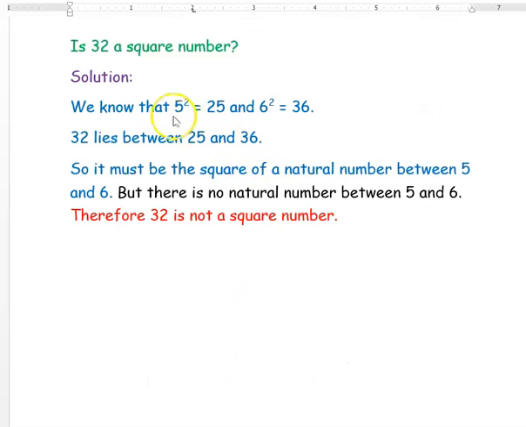Now let's see a few examples. Our first question is: is 32 a square number? It ends with 2. We have seen that a number ending with 2 is not a square number.